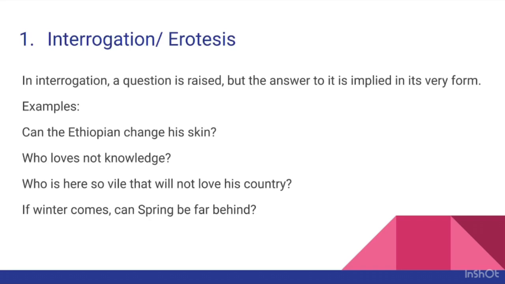Who is here so vile that will not love his country? Again, this is put in the negative sense, and the answer is affirmative. If winter comes, can spring be far behind? The question is framed in the affirmative sense. The expected answer is negative, right? So this is interrogation, where the answer to the question is implied in the very form of the question.